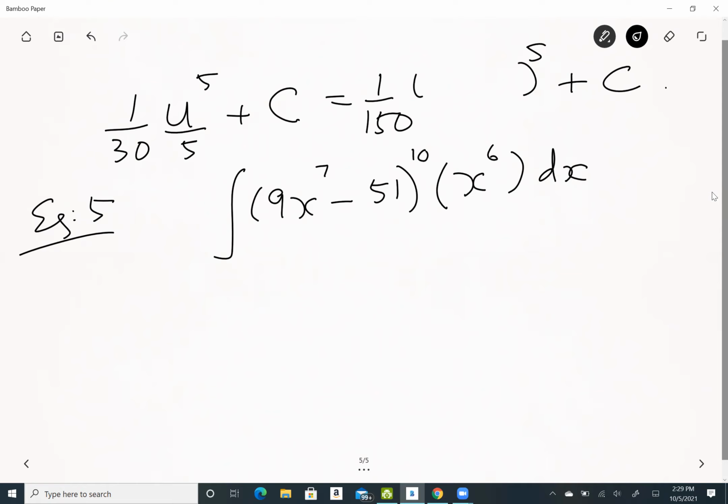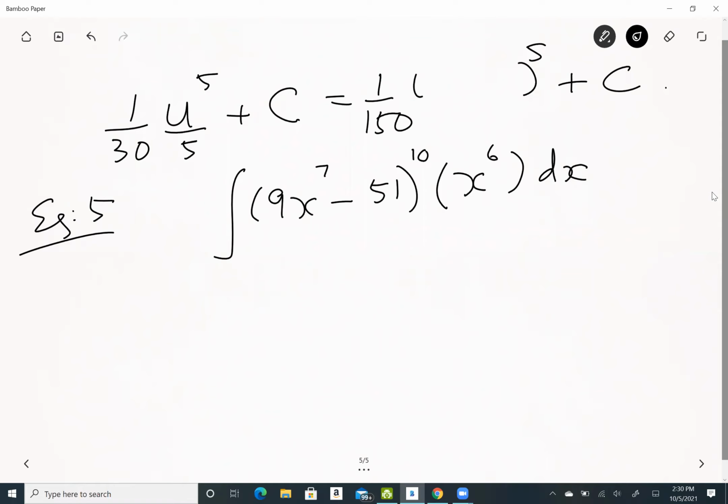Okay, what is u prime? If you let u be the terms in the bracket, what is u prime? Anybody? 72x to the power of 6? 9 times 7 is 63. So the u prime, we should get 63x to the power of 6.